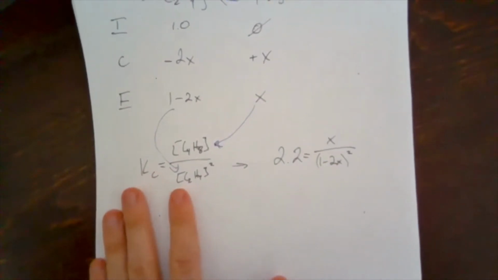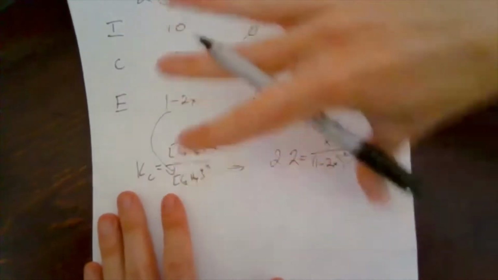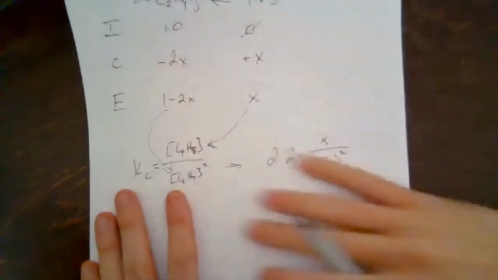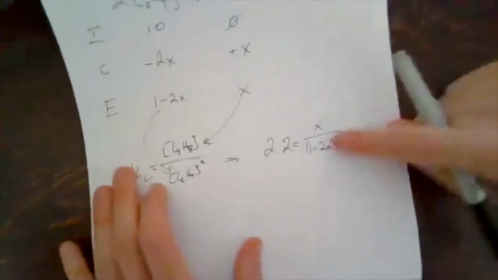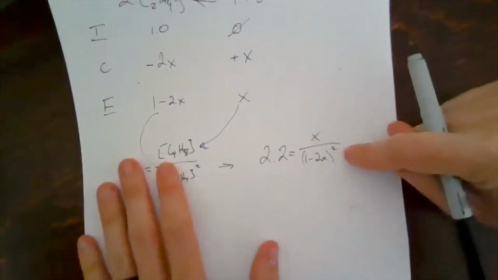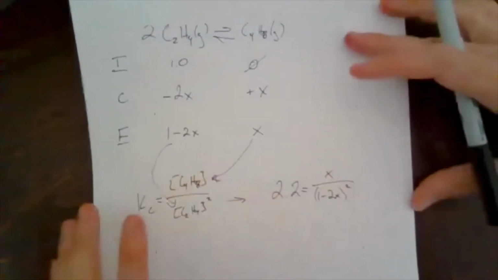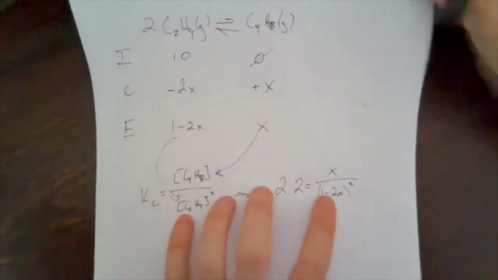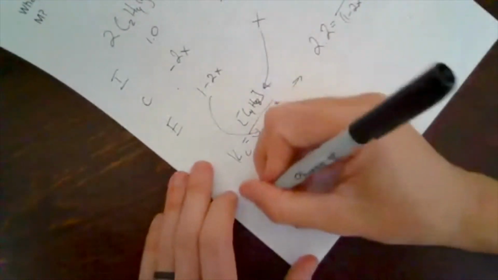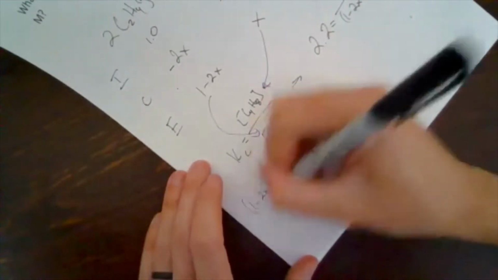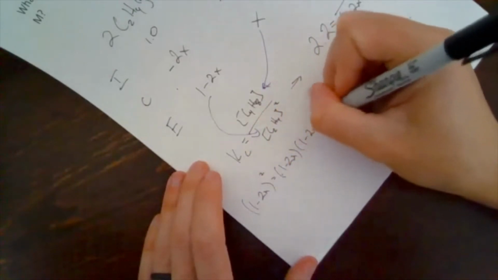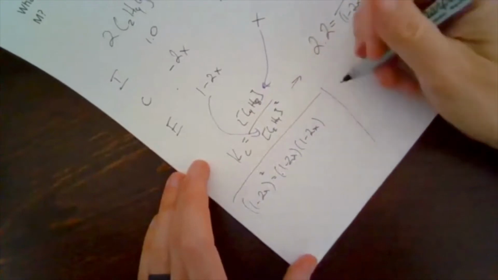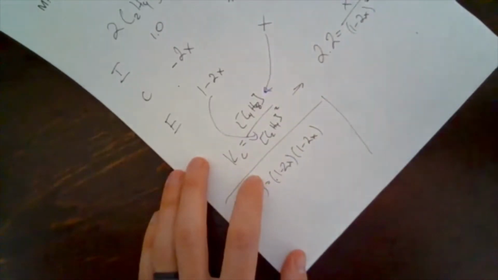What I want to do is solve for x. The ice table is done here, my setup is working well. Now what we want to do is actually solve for x, so we're going to get a little bit of algebra practice in. First off, 1 minus 2x squared is really 1 minus 2x times 1 minus 2x. We can FOIL that.